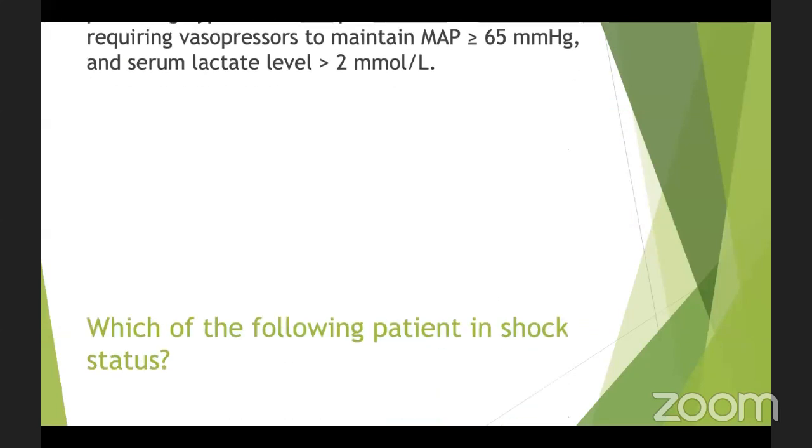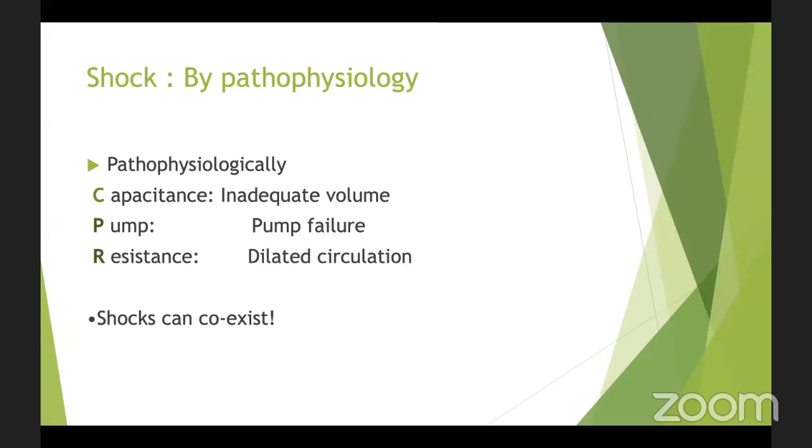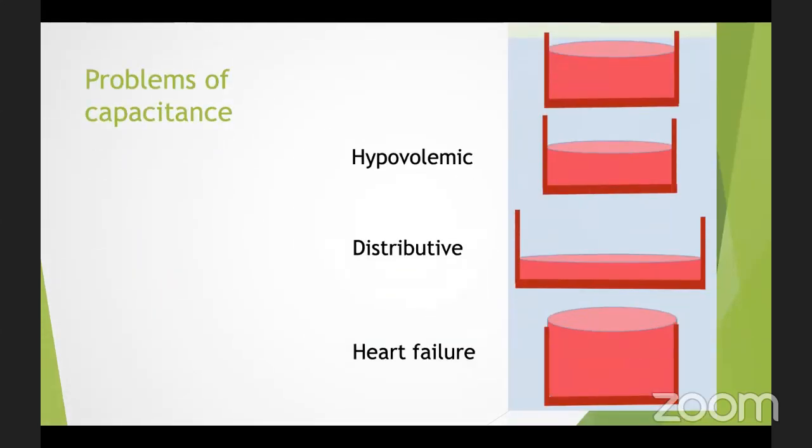So shock, as we mentioned just now, we will proceed with this. The shock pathophysiology: shock involves capacity and the pump and resistance. Actually, it's important because you have to check the volume status. If the patient is hypovolemic, it can cause shock, or there is pump failure because of heart failure, or there is an obstruction, like cardiac tamponade or tension pneumothorax, or massive PE, or there is a dilated circulation, like an anaphylactic shock patient, or septic shock causing dilation.